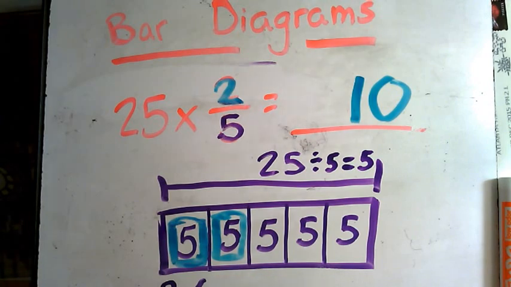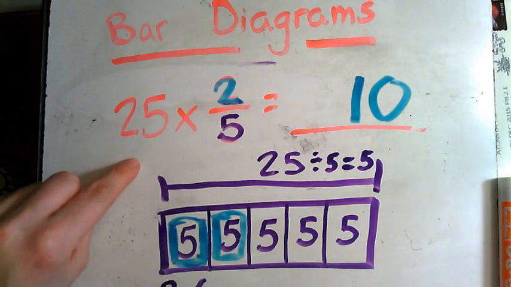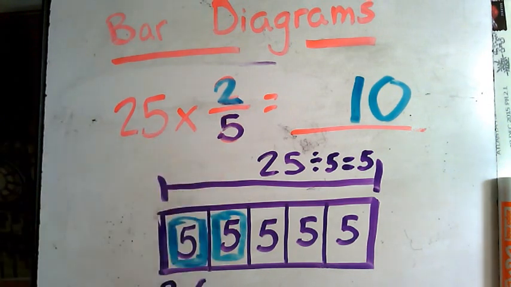So that's just a quick review of how to use bar diagrams to multiply a whole number times a fraction. This is not what you have for homework tonight, but it is a good idea that you watch this video and think about it so that you'll be ready to go for tomorrow.